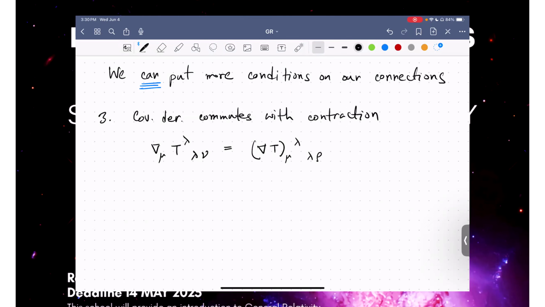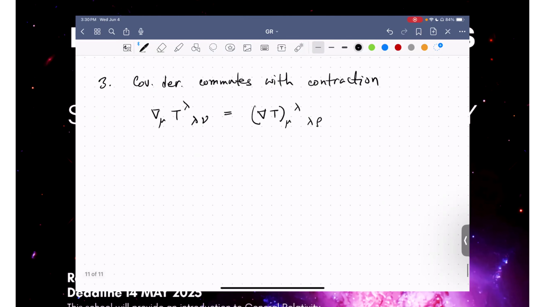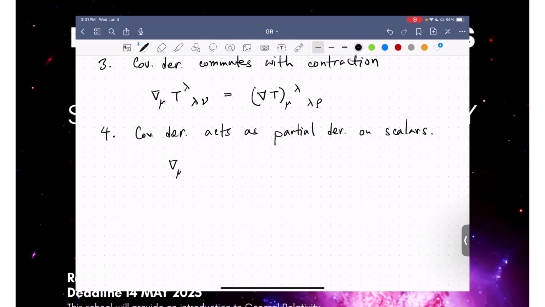Okay, this seems like a reasonable thing to impose on our connection. And also, we are going to impose that covariant derivatives act as partial derivatives on scalars. So for example, del mu phi, where phi doesn't have any tensorial index, so it's just a scalar. This should be the same as just a partial derivative.